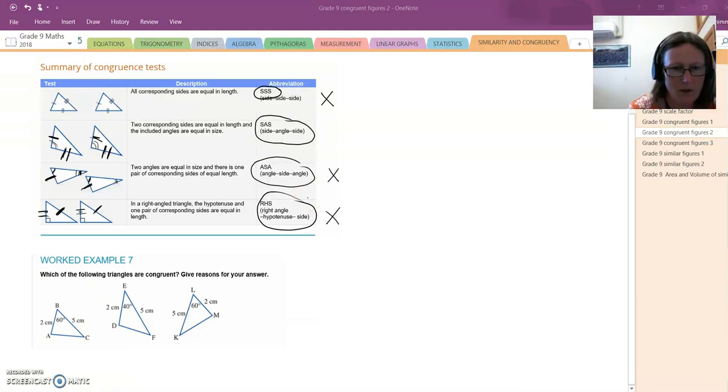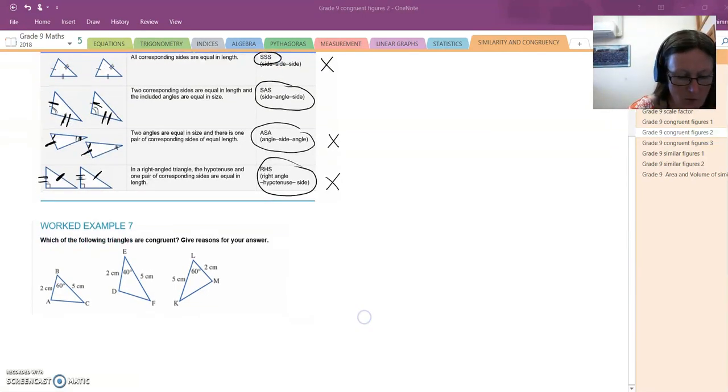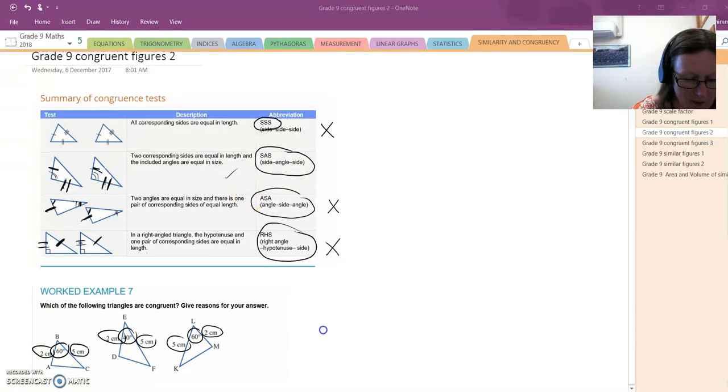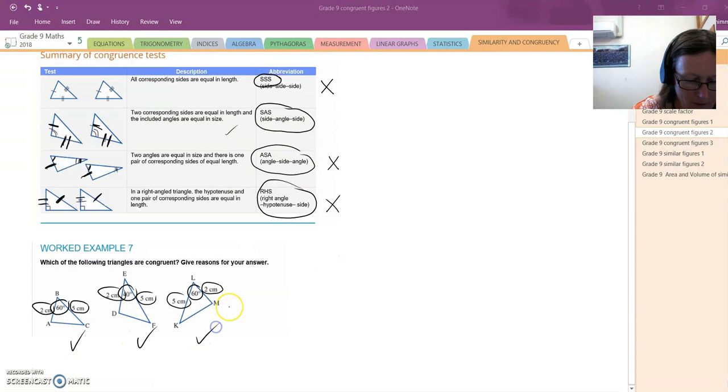Do we know that two corresponding sides are equal and the angle in between that is equal? Well, let's look. We've got a side of 2, a side of 2, a side of 5, and a side of 5. That's actually the case in each of them. But let's look at the angle in between those. 60, 40, 60. So which have got two corresponding sides equal in length? Well, they all do. And the included angle is equal in size. That would be those two.